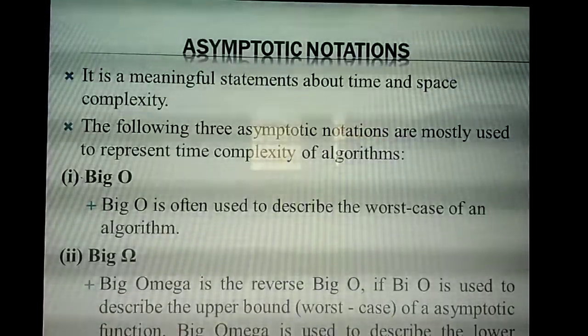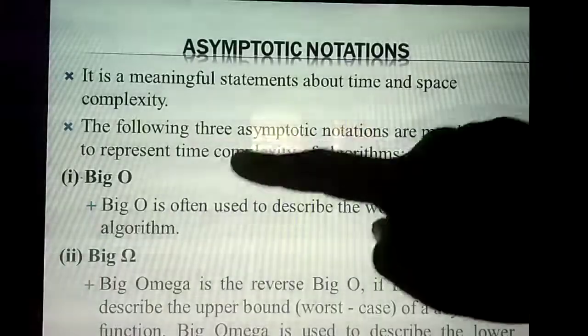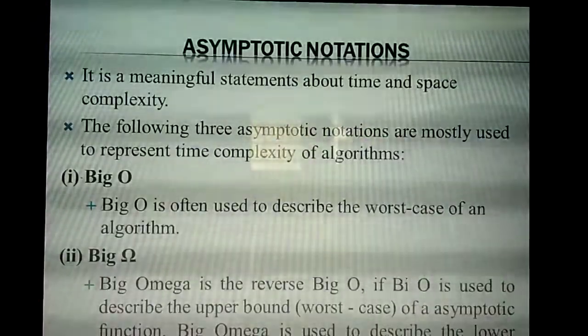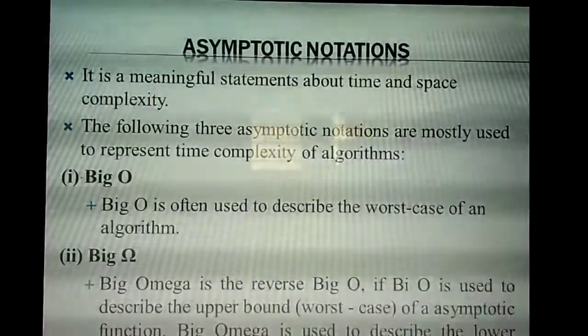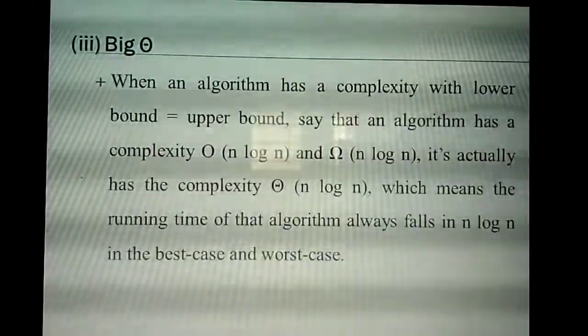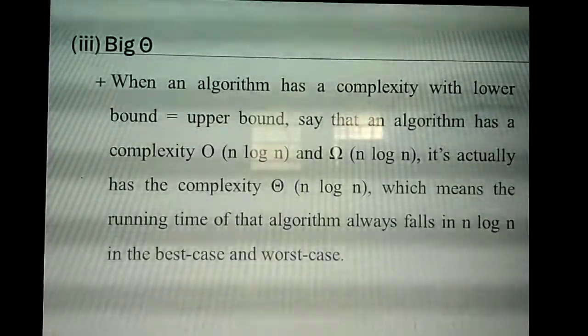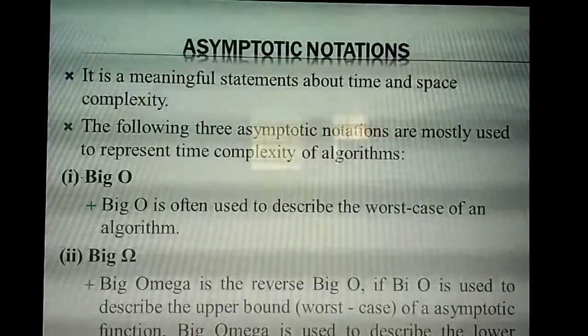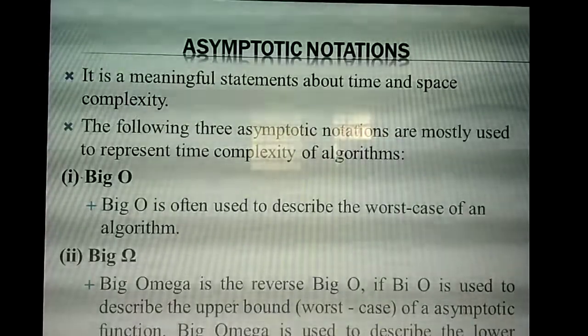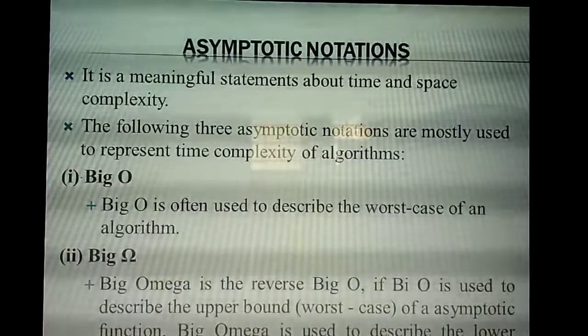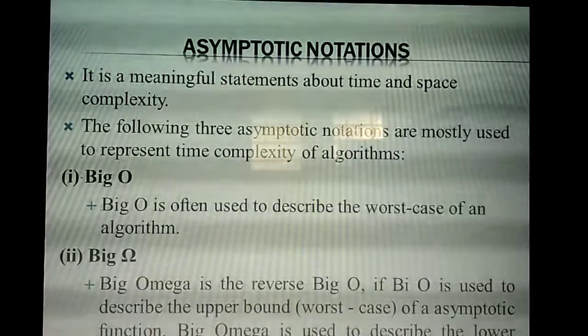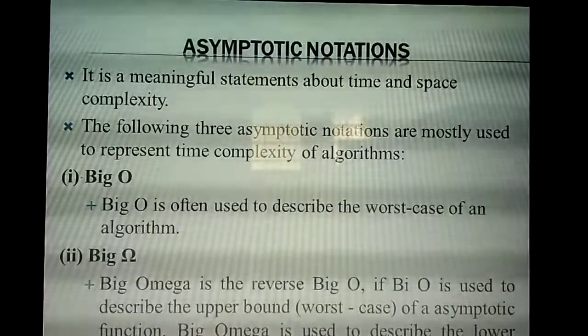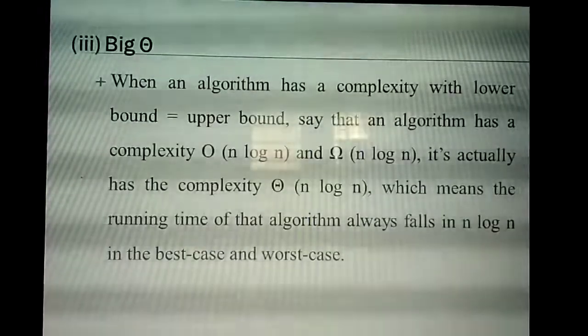How many notations are you using? 3. What are they? Big O. What's the first thing? Big O. Next one is big omega. Next thing is big theta. Understand? So 3 things you are using to calculate this time and space complexity. That we are calling asymptotic notations. So you are using 3 asymptotic notations. What are they? Big O, big omega, and big theta.